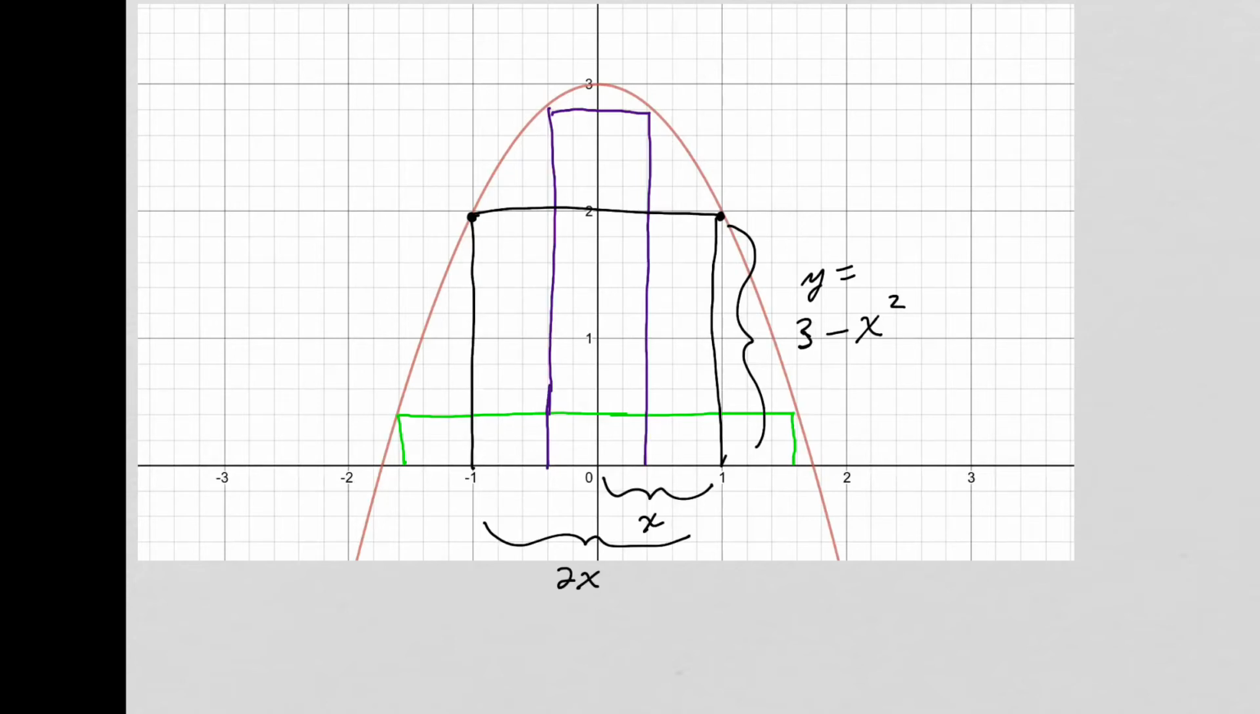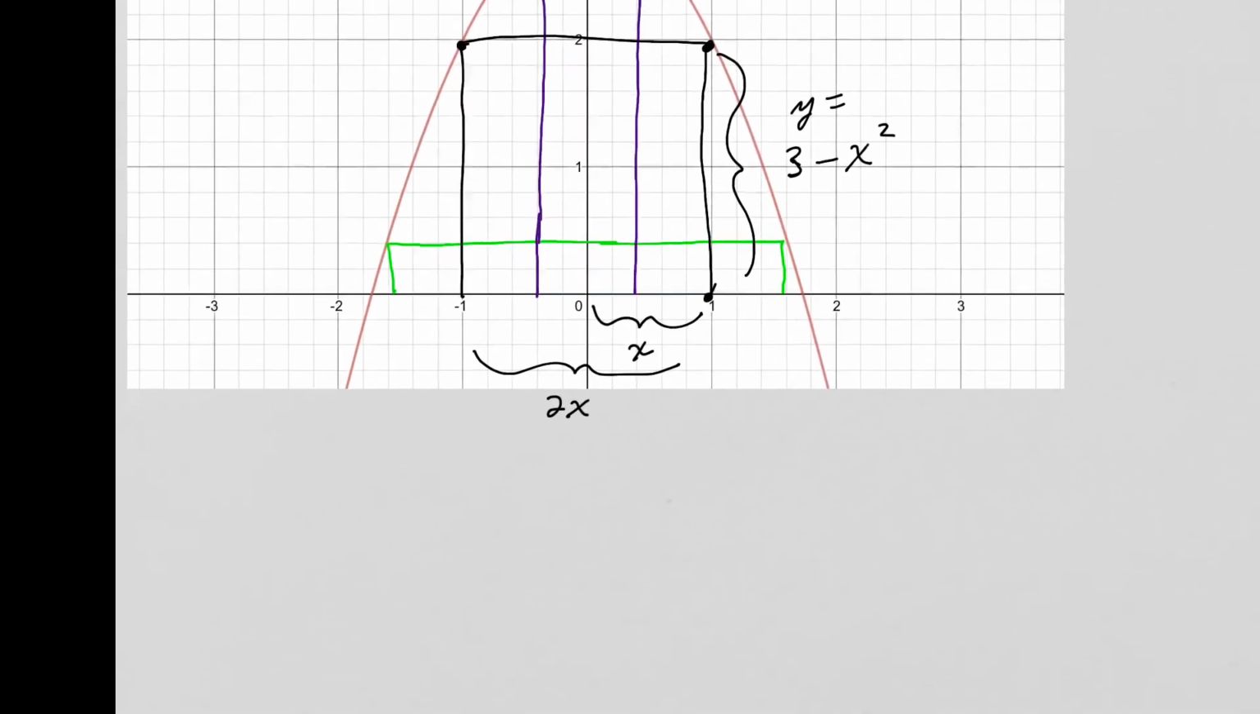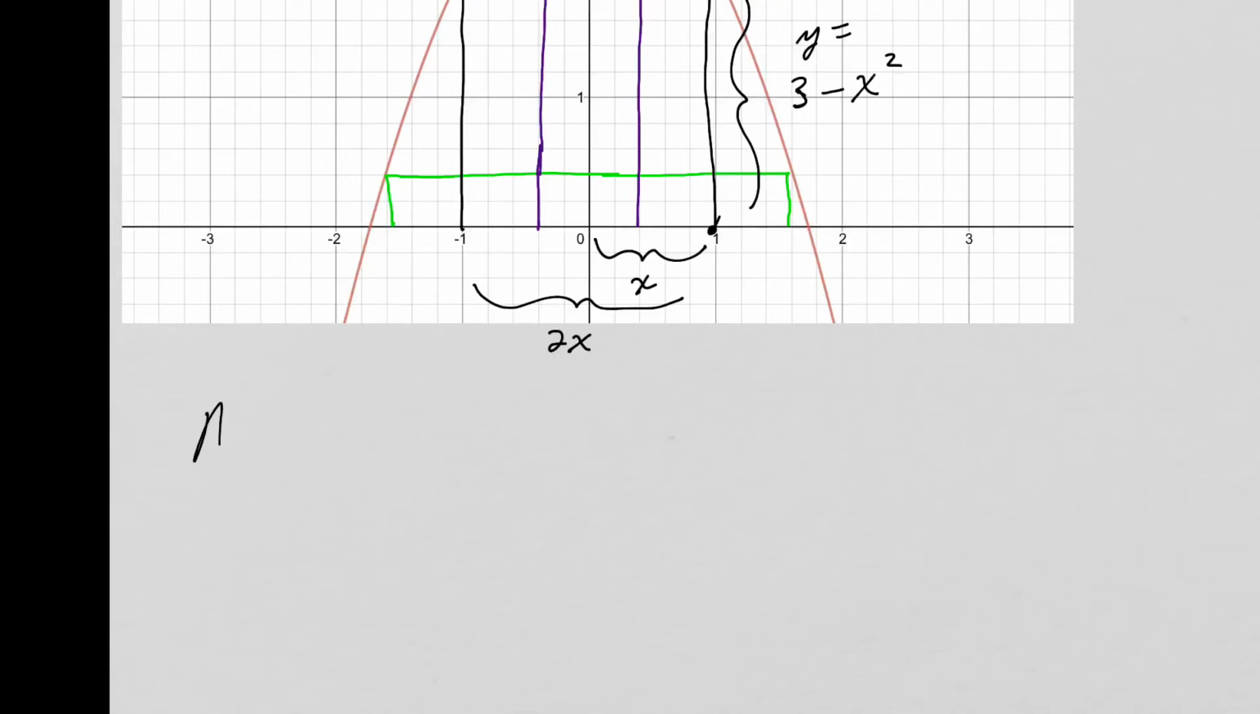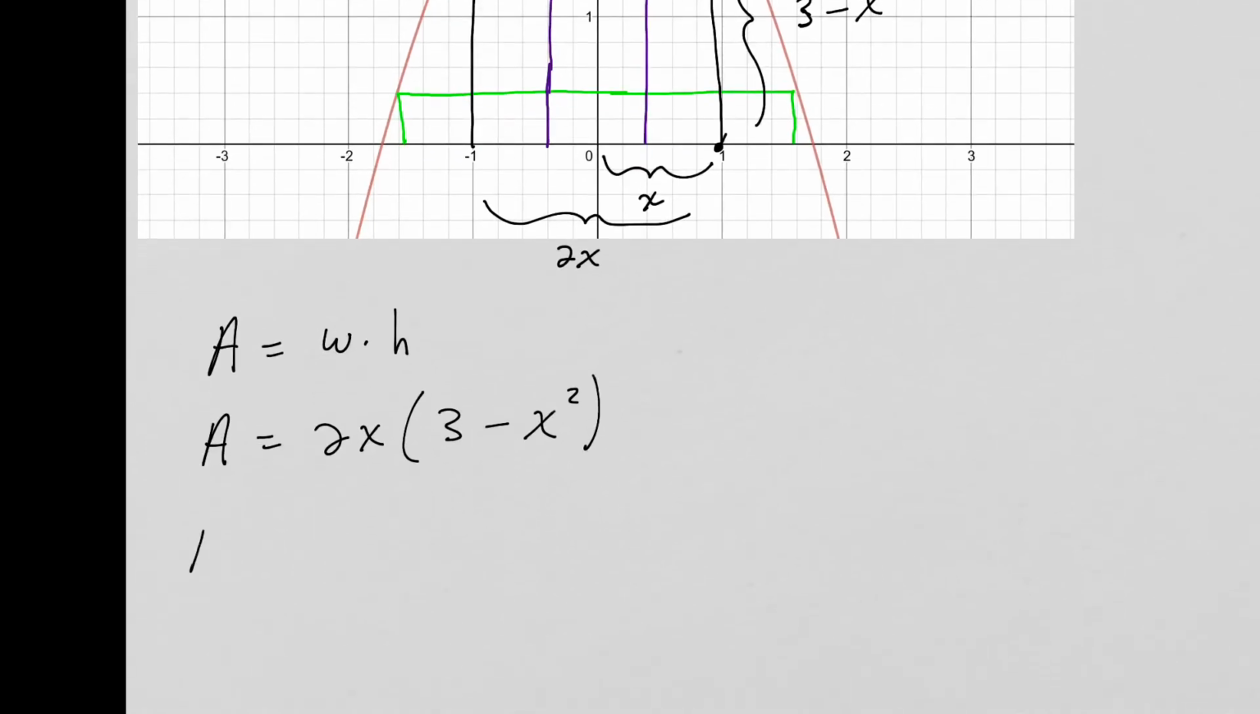So for a particular x value, whatever it may be, when I plug it in, I'm going to get that particular height, that y value there. So the area of the rectangle is going to be the width times the height, right? In this case, the width is 2x and the height is 3 minus x squared. If you want, you can expand this out. You don't have to, but if we expand this out, we get the area as a function of x is equal to 6x minus 2x cubed.